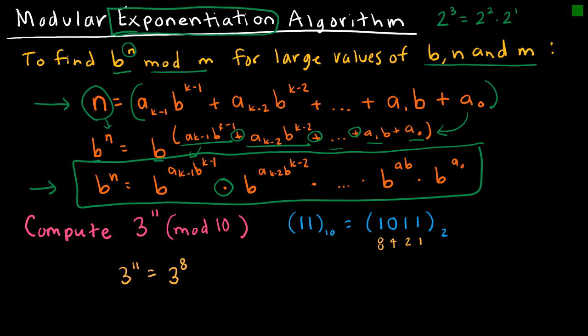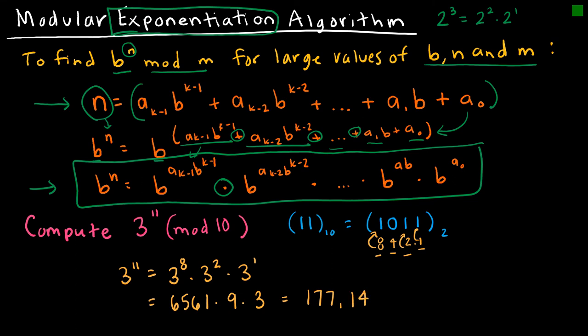So 3 to the 11th equals 3 to the 8th, because there's one of those. There are no 4s, so I'm going to skip that one. There's one 2, so times 3 squared. And there's one 1, so times 3 to the 1st. And then I would find each of those products, which is 6,561, times 81, times 9, times 3. And when I multiply all of that out, I get my solution.